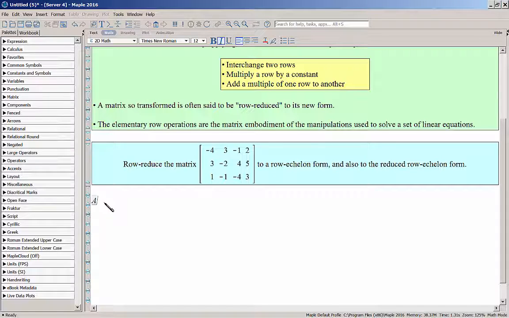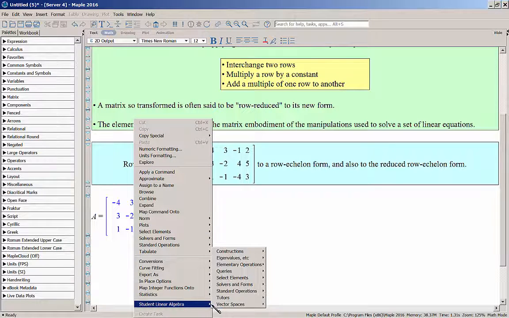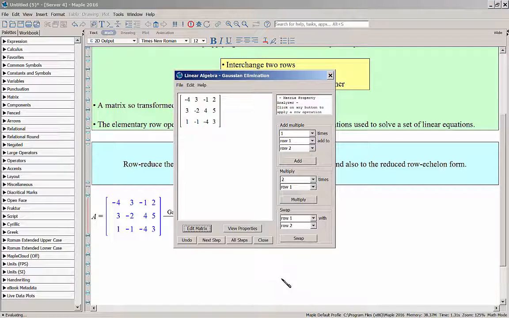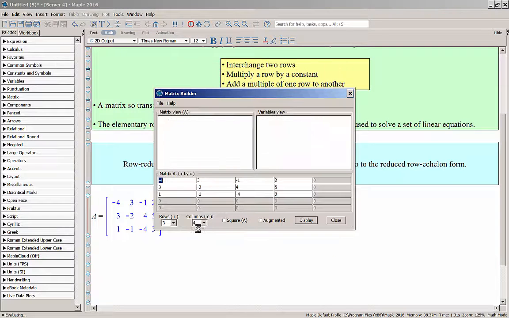To begin, the matrix that I want to row reduce is called A, and I'm going to make use of one of Maple's tutors, the Gaussian Elimination tutor. Now, this matrix to this tutor represents a set of equations, and the set of equations is in four unknowns. So we have three equations in four unknowns, and the equations are homogeneous, so the equals 0 is not written but is assumed by the tutor.